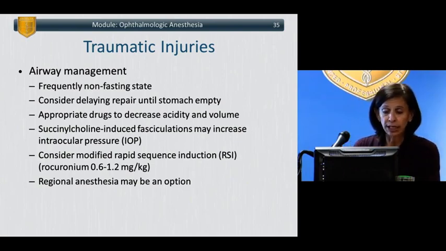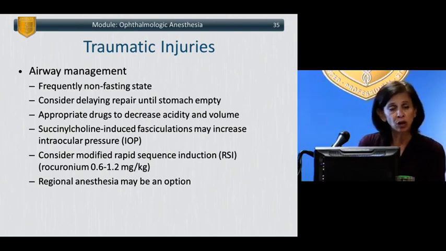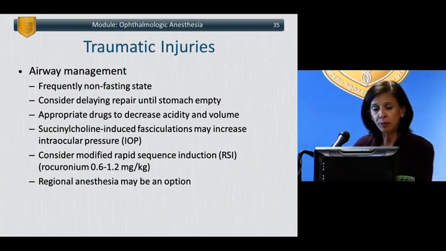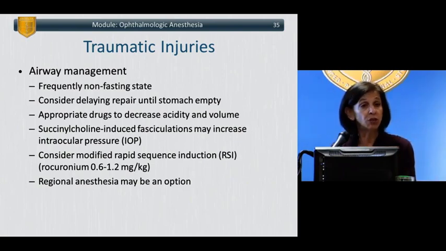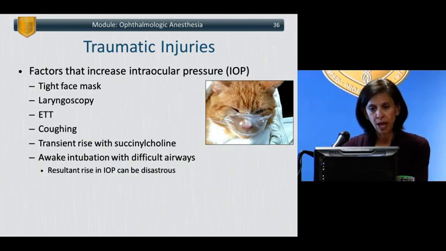As we mentioned, succinylcholine-induced fasciculations do increase intraocular pressure, but typically it's transient and not significantly elevated. So some people consider a modified rapid sequence induction using rocuronium rather than succinylcholine. And of course, regional anesthesia may be an option as well.